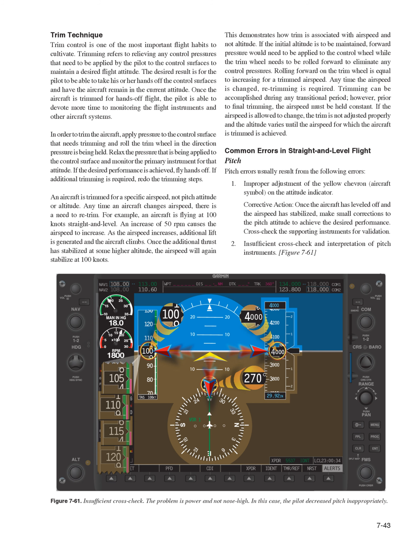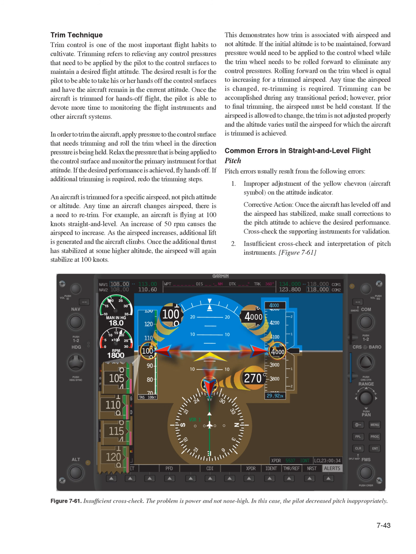In order to trim the aircraft, apply pressure to the control surface that needs trimming and roll the trim wheel in the direction pressure is being held. Relax the pressure that is being applied to the control surface and monitor the primary instrument for that attitude. If the desired performance is achieved, fly hands off. If additional trimming is required, redo the trimming steps. An aircraft is trimmed for a specific airspeed, not pitch attitude or altitude. Anytime an aircraft changes airspeed, there is a need to retrim.